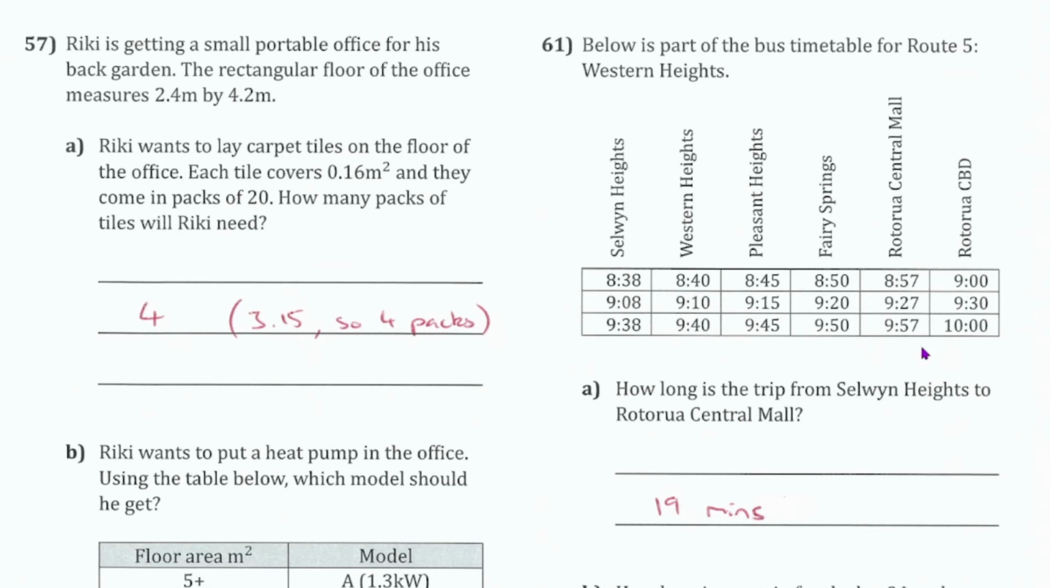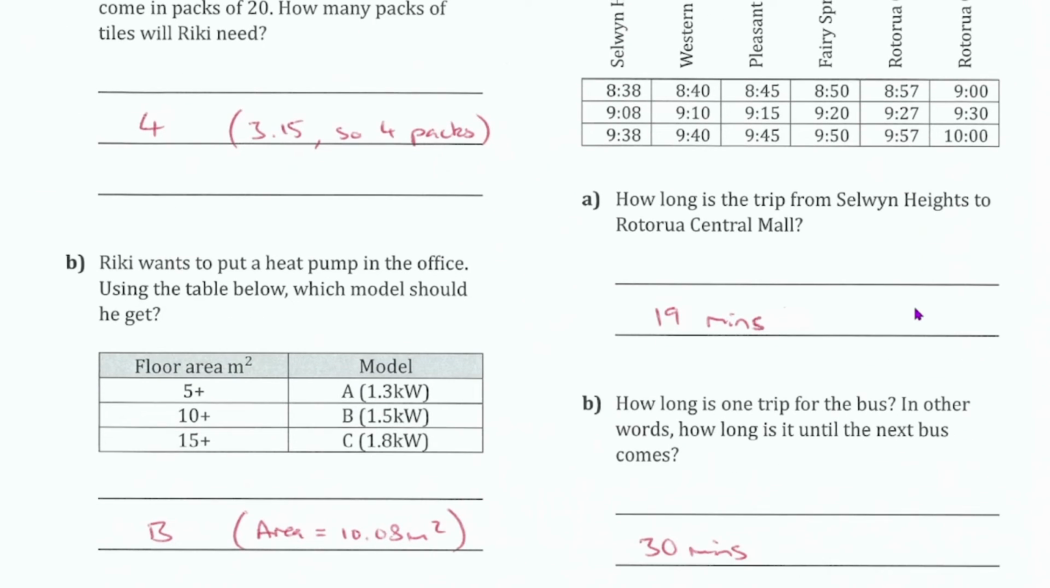For this bus timetable here, you've got an example of some maths in the real world. How long is the trip from Selwyn Heights to Rotorua Central Mall? Well, if we look here, Selwyn Heights 9:08, Rotorua Central Mall 9:27. What's the difference in time? It's 19 minutes.